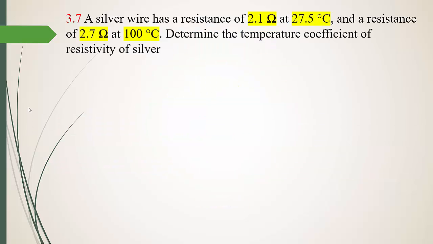Yes, so we completed up to 3.6. That means we completed 6 NCERT numerical problems. So now let us solve 3.7. That is the 7th problem. A silver wire has a resistance of 2.1 ohm at 27.5 degrees Celsius and a resistance of 2.7 ohm at 100 degrees Celsius. Determine the temperature coefficient of resistivity of silver.